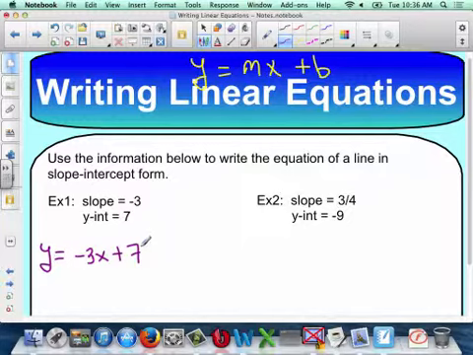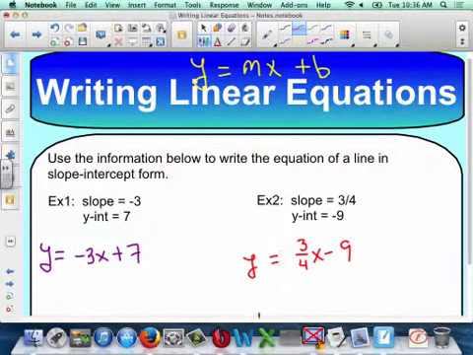All right, number 2. Looking at number 2, Christian. What is my equation for number 2? It would be 3/4 x minus 9. Okay, and we're missing one piece. Y equals. Well done.